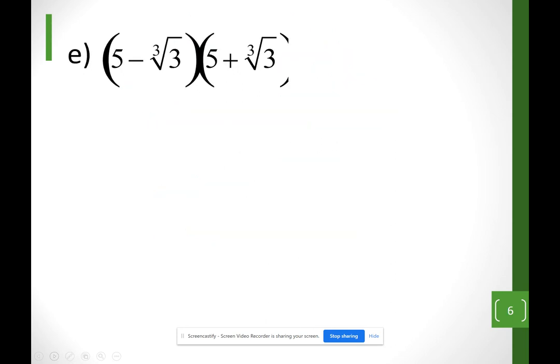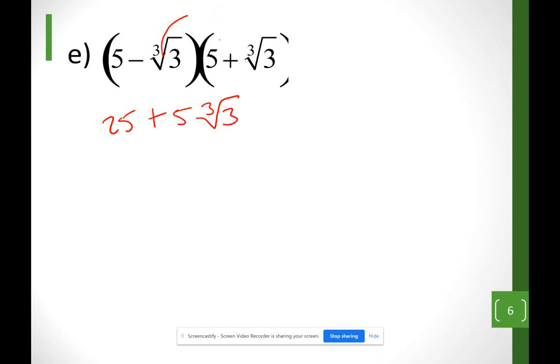Now let's take a look at this one. Let me distribute the 5. 5 times 5 is 25. 5 times a radical, right? A whole number with a radical I cannot combine. So I'm just going to call that plus 5 cube root of 3.